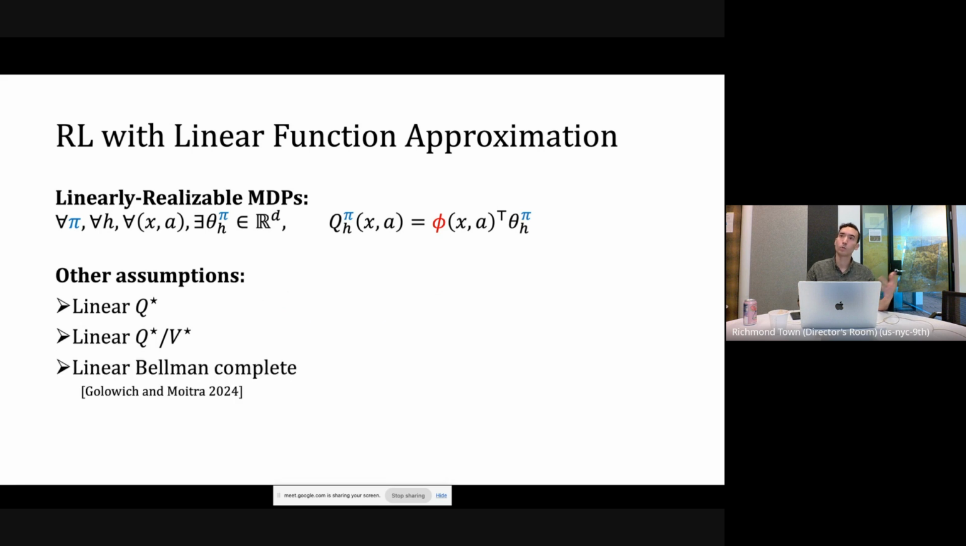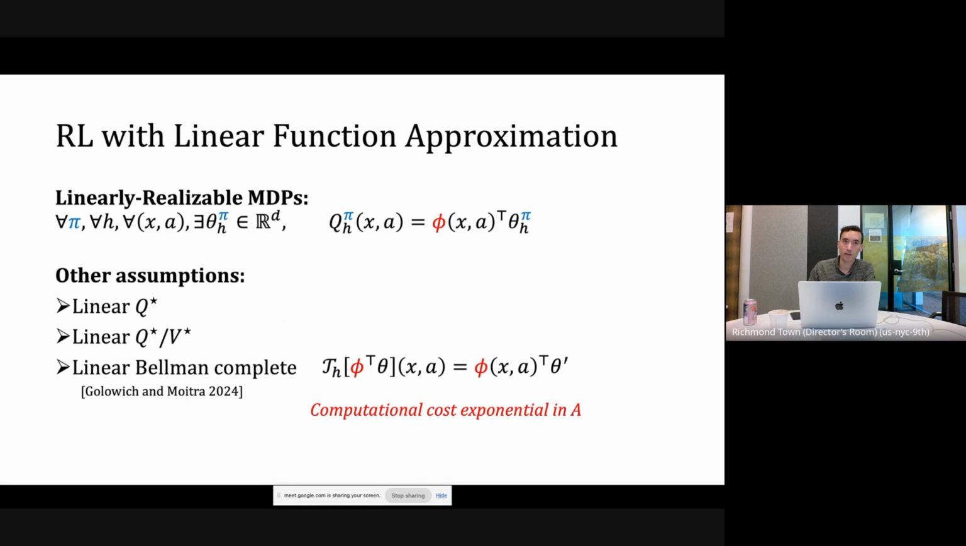Then you have also things like linear Bellman complete, where it is assumed that the Bellman backup of any linear function is also linear in the given feature map. This setting is interesting because it has recently been shown that it is statistically tractable, but you have to pay exponentially in the number of actions.